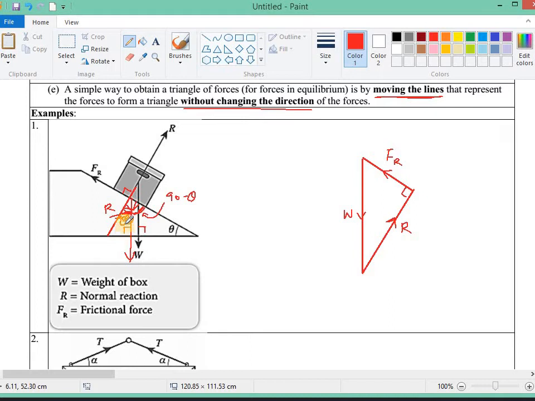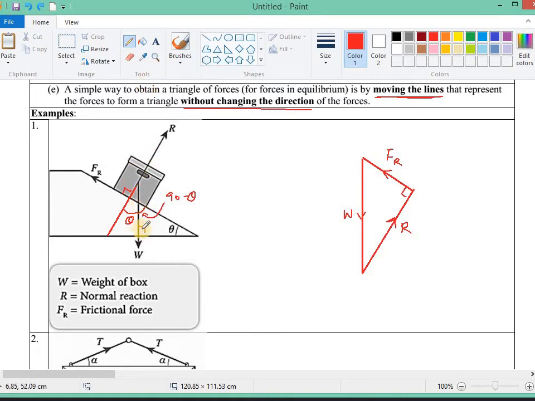Alright, so where is this theta actually? So we can deduce that this one is theta, this side is theta. The reason is because this is theta, this is 90, so this is 90 minus theta.